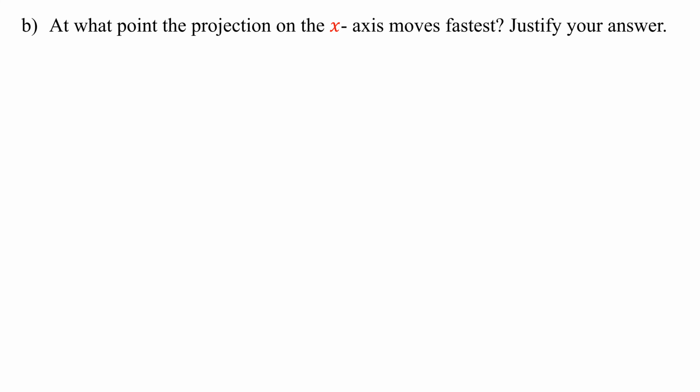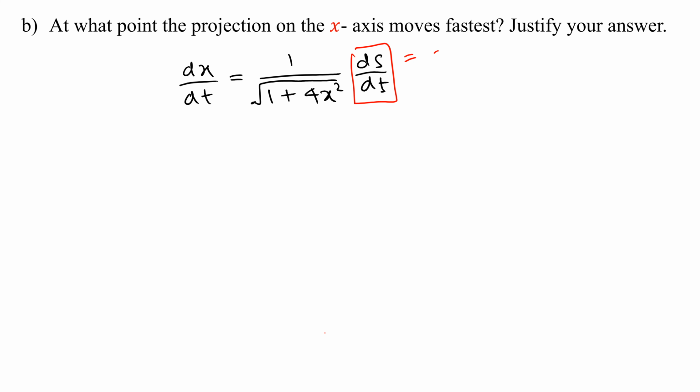So part B is asking at what point the projection on the x-axis moves fastest. And you can see, if you look at the equation that we just derived, we got that dx over dt equals 1 over the square root of 1 plus 4x squared, times ds over dt. That's the equation we just derived. And we know that this part is a constant. So if this part is a constant, you can clearly see that dx over dt is simply proportional to 1 over the square root of 1 plus 4x squared.